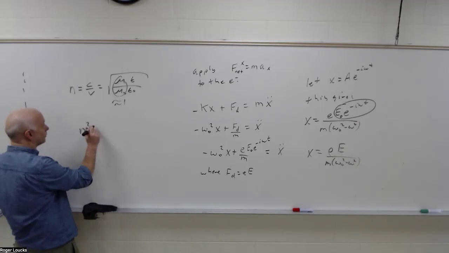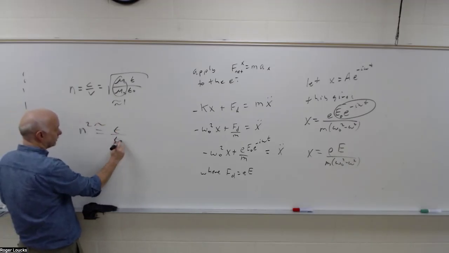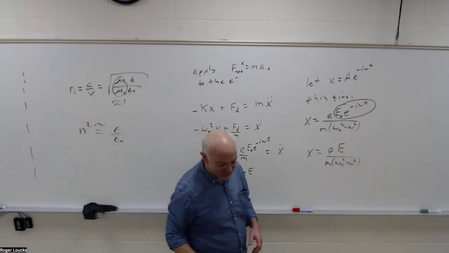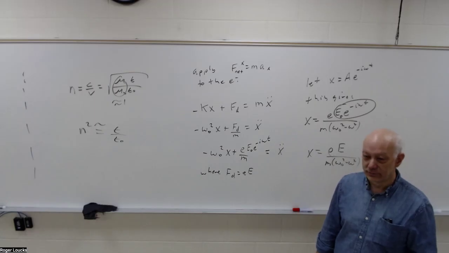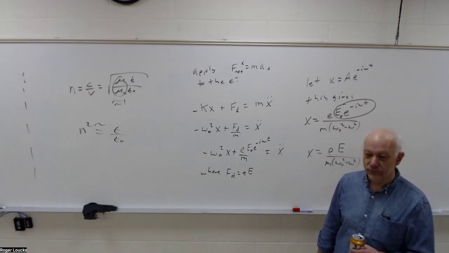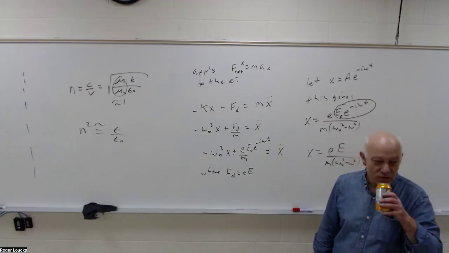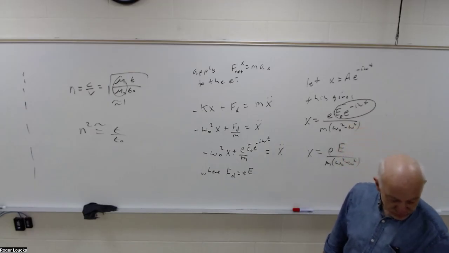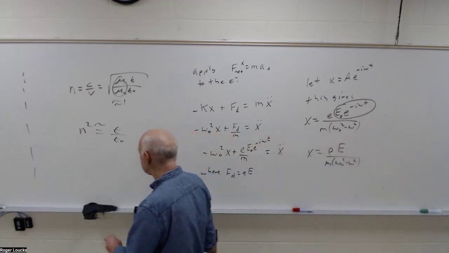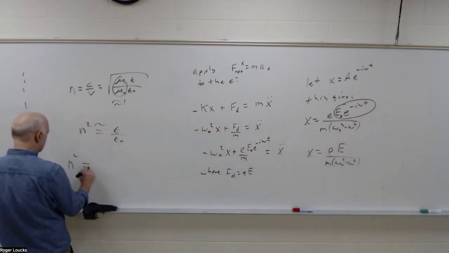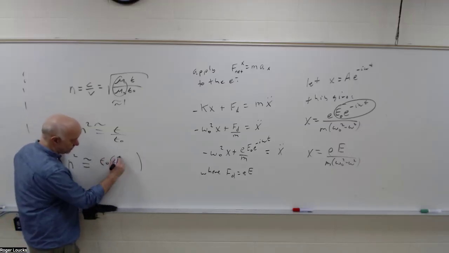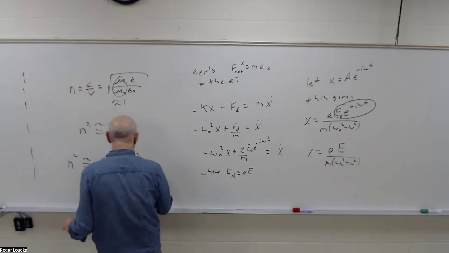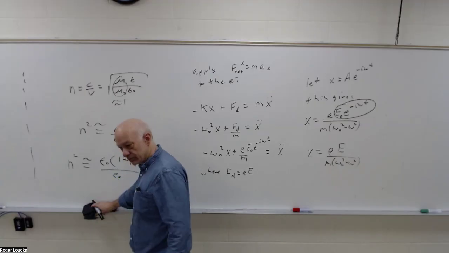Sorry. So then n squared is what? Epsilon over epsilon naught. Epsilon is in lots. It's fine, don't worry about it. So epsilon is epsilon naught times 1 plus the electric susceptibility chi. So our n squared is 1 plus chi.